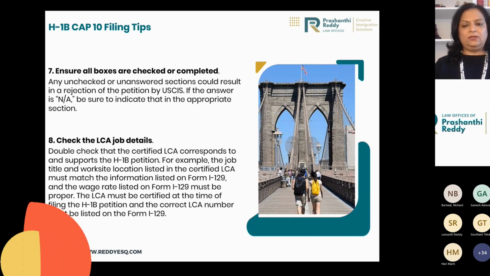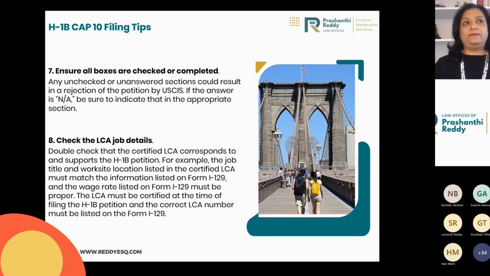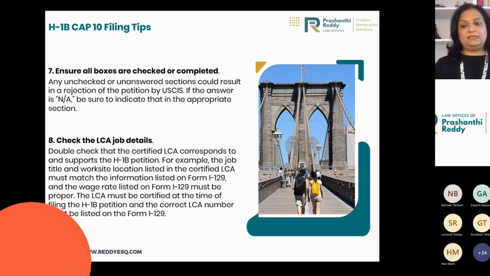Now, if you make a mistake on the I-129, you might be able to correct it because it's possible if you get an RFE, you can correct the I-129. But if you make a mistake on the LCA, then you won't be able to correct it because, as I said, LCA has to be approved before the filing of the H1B petition. Next slide.